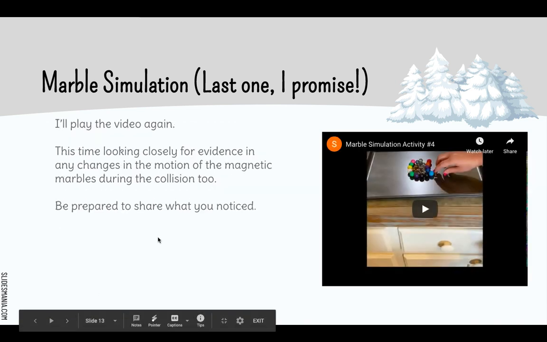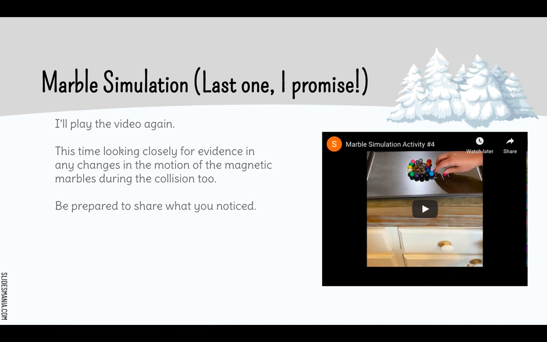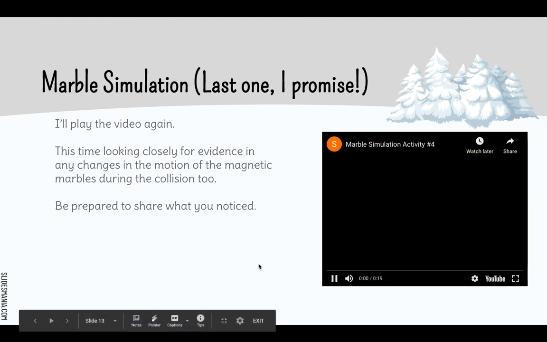Okay. So I will play the video again, but this time you're looking closely for evidence of any changes in the motion of the magnetic marbles. So those are the marbles here along the outside. Focus in on those marbles and see if there are any changes in their motion during the collision too. Be prepared to share what you notice.